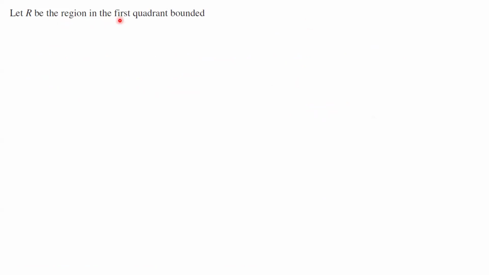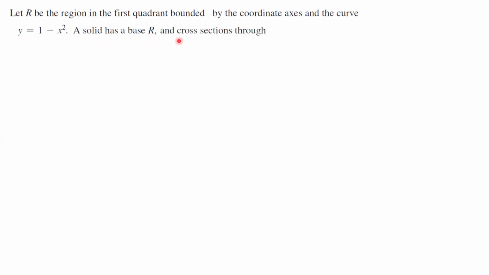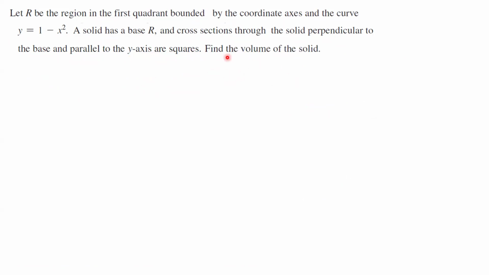Let R be the region in the first quadrant bounded by the coordinate axes and the curve y equals 1 minus x squared. A solid has base R and cross-sections through the solid perpendicular to the base and parallel to the y-axis. They are all squares. The question says, now find the volume of the solid.